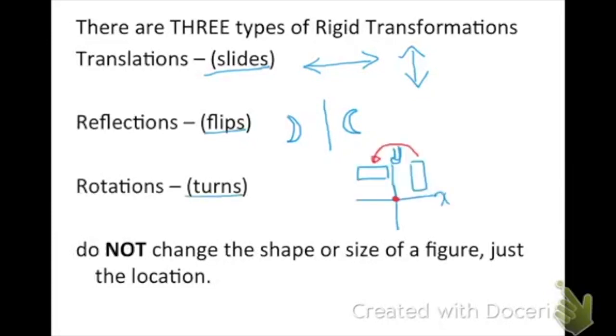The last rigid transformation is called a rotation, and you may have heard it called a turn, and that's where you take a figure and you rotate it, usually counterclockwise. And we almost always do these in a coordinate plane. So I've shown my figure. I've taken a parallelogram and I've rotated it from the first quadrant to the second quadrant. The big thing about rigid transformations is that the size and shape of the figure does not change. Only the location of the figure does.